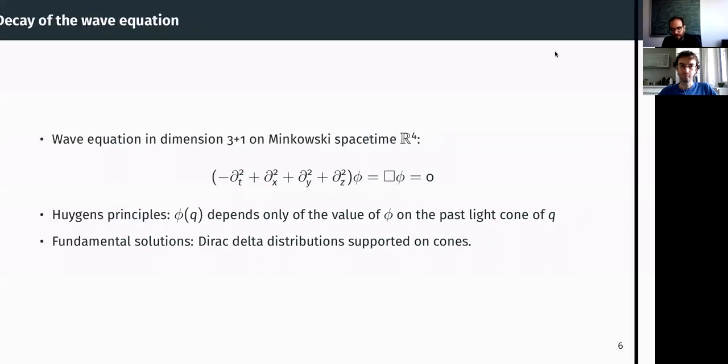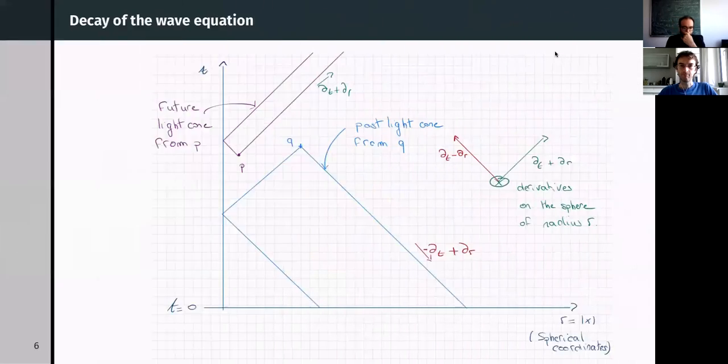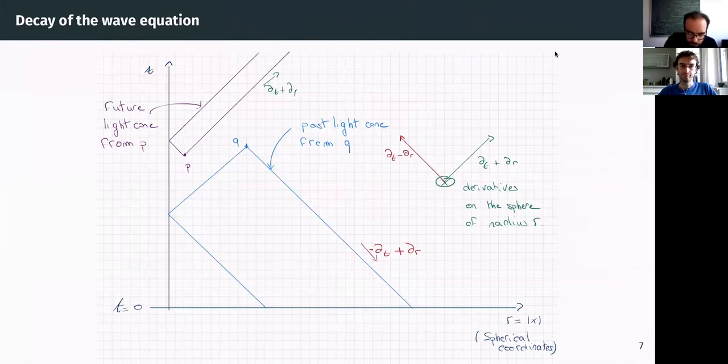So let's make a drawing. The axes first. I am working in spherical coordinates. So here I have the standard radius r, which is x1 squared plus x2 squared plus x3 squared, all under a square root. And here I have the time. I'm looking at a point in spacetime Q, and I'm drawing in that diagram the past light cone from Q.